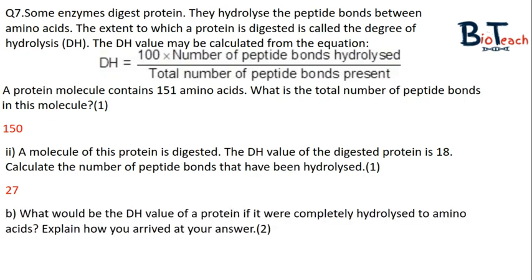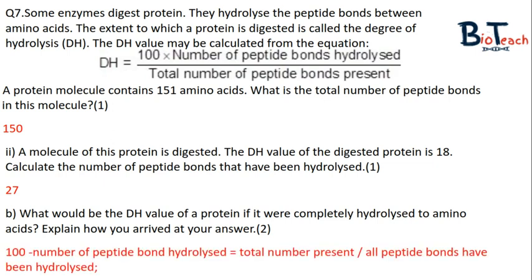The next question asks you what the DH value would be if it were completely hydrolyzed into amino acids. This would mean that all of the bonds would need to be hydrolyzed. We know we've got 150 bonds, and if we plug that into the formula, we would effectively be doing 100 times 150, which is 150,000, and then dividing again by 150. So overall, you're left with the answer of 100. The explanation for this is to say that the 150 bonds and the total number of bonds present cancel each other out in the equation, and therefore you are left with 100 as the DH value. So hopefully that makes a bit more sense.